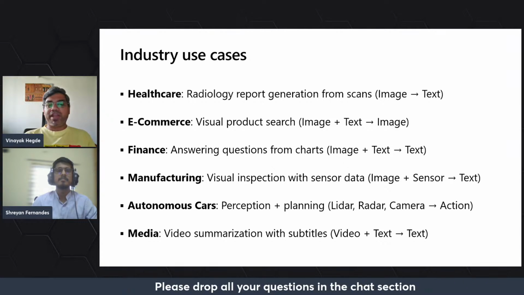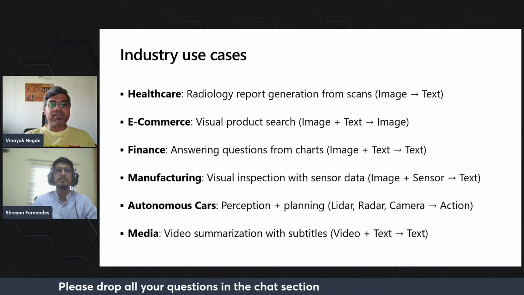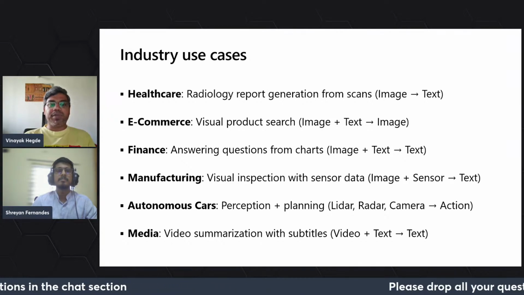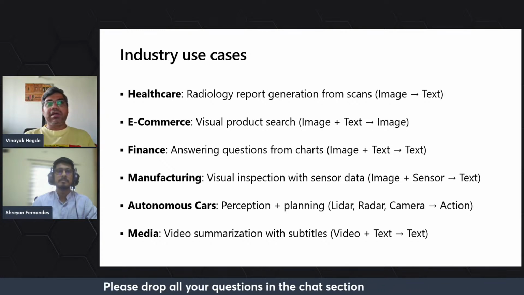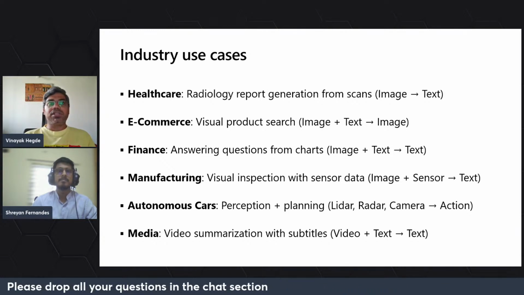Similarly, finance has a lot of charts. There are filings, PDF documents, and if you want to ingest them and make predictions, or generate reports using this, then I think in finance it's also useful. Manufacturing, and also I would say autonomous cars.